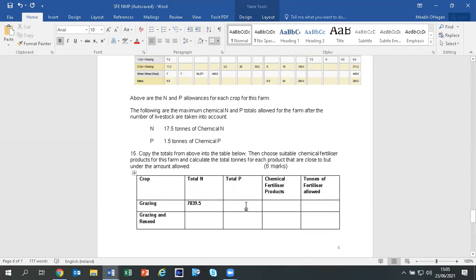What I would recommend you do then, don't worry about the chemical fertilizer products and tons of fertilizer allowed just yet.